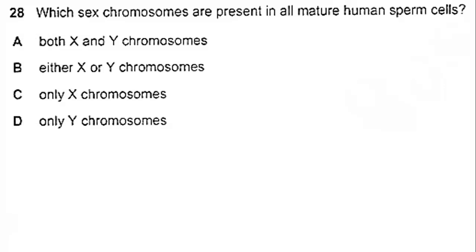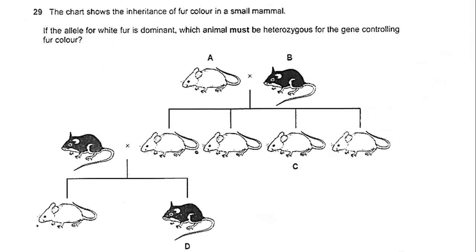Which sex chromosomes are present in all mature human sperm cells? It can be either X or Y. Why didn't I say both X and Y? Because both means that the sperm cells are diploid, or that they have both alleles of a specific gene or both copies of a chromosome, and this is not the case. We said that the sperm cells are gamete cells and they are haploid, carrying only one copy of each chromosome and accordingly one allele from each gene.